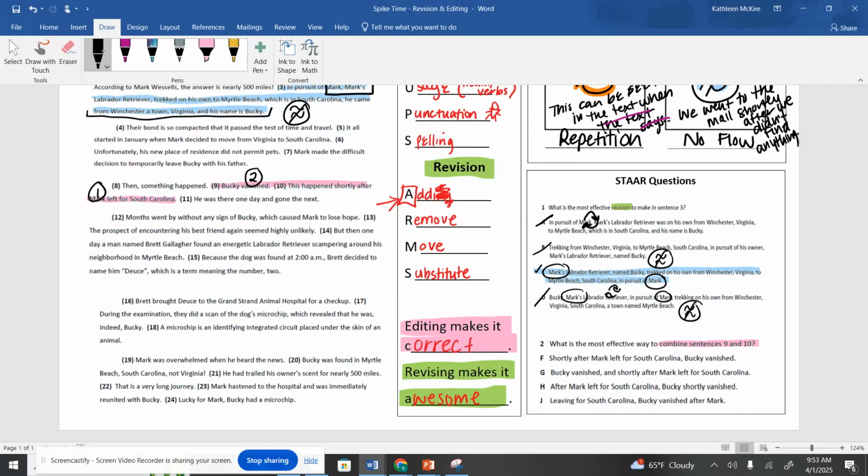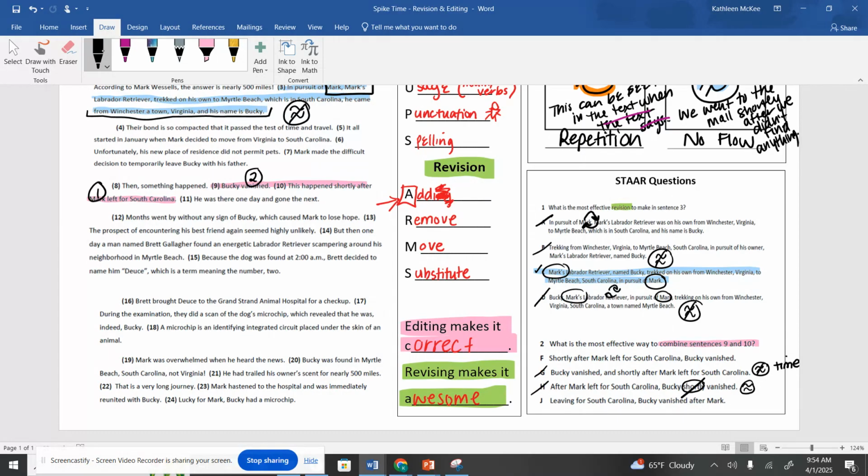Okay, so let's look at G. Bucky vanished, and shortly after Mark left for South Carolina. So this is not the correct flow. I mean, in the wording, not really, but also in time, because I told you that tricked you up here in the paragraph. He vanished after he left for South Carolina. After Mark left for South Carolina, Bucky shortly vanished. This word makes it have no flow. If it just took that word out, after Mark left for South Carolina, Bucky vanished, that would be good, which is very similar to F.